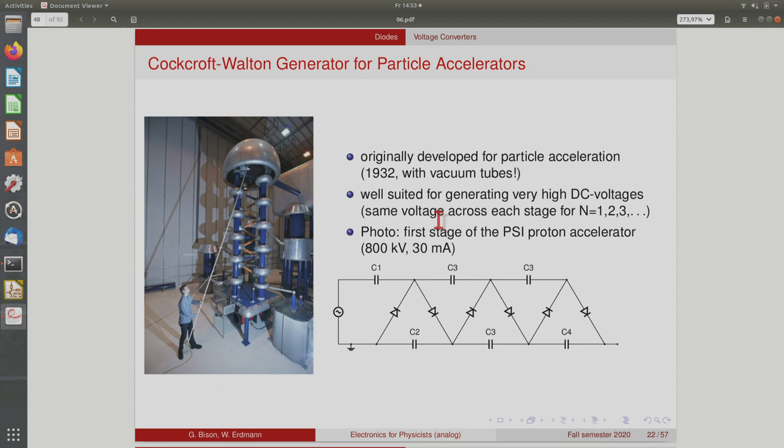And here you see the Cockcroft-Walton generator of the Paul Scherrer Institute, which drives the proton accelerator, the first stage of the proton accelerator. It creates 800 kilovolts and 30 milliamps of current. And the things that you see here crossing up and down, those are the diodes.